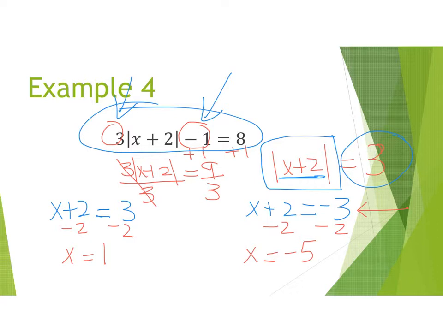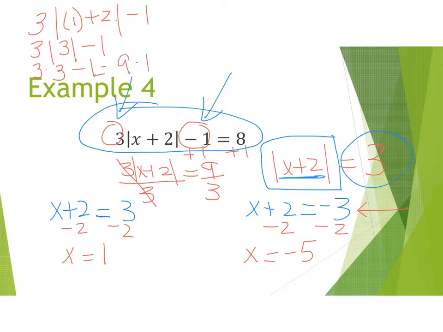Now I need to go back and check and make sure that both of these work. So I'm going to substitute it in up here. I'm going to substitute in 1 for x, and remember, use that parentheses when you substitute. And I get 3, whoops, I forgot my minus 1. 1 plus 2 is 3. Minus 1, so I get 3 times the absolute value of 3. The absolute value of 3 is 3, so 3 times 3 minus 1, which is 9 minus 1, which is equal to 8. So that one works.